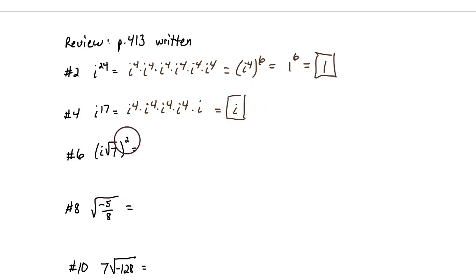Number 6, square what's in the parentheses. So i squared makes i squared, and then the square root of 7 squared makes 7. But since i squared is -1, this is -7.